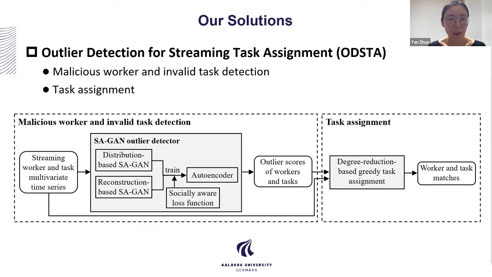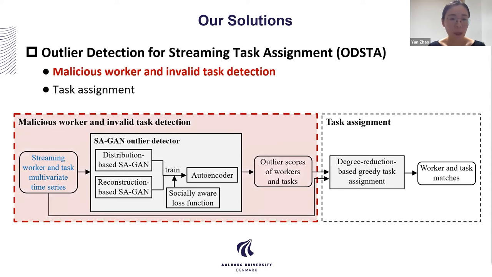The solution framework consists of a malicious worker and invalid task detection component and a task assignment component. The arrivals of workers, as well as the arrivals of tasks at a crowdsourcing platform, can be modeled as a streaming multivariate time series. Therefore, the first component models the detection of malicious workers and invalid tasks as a correlated time series outlier detection problem.